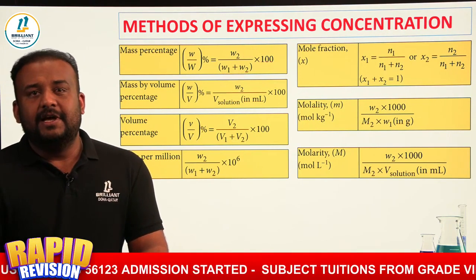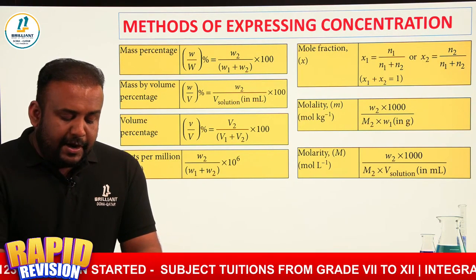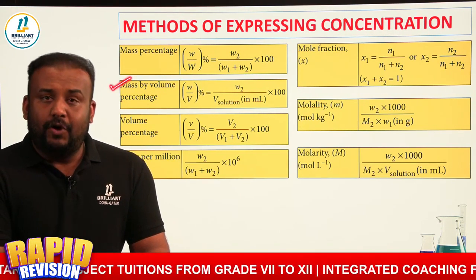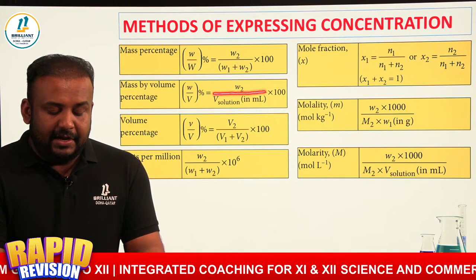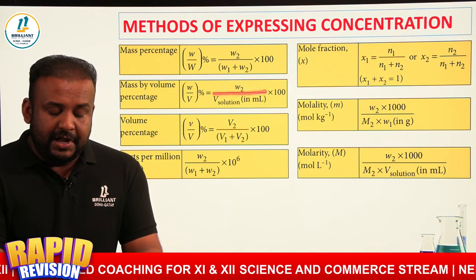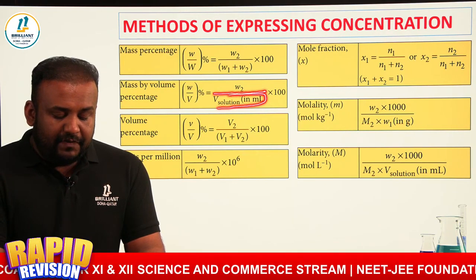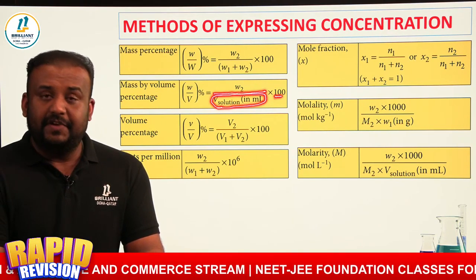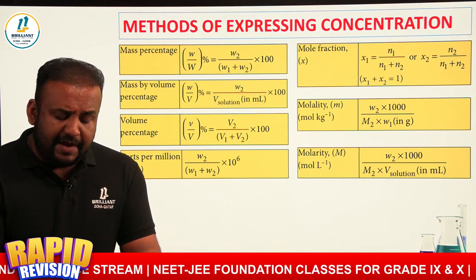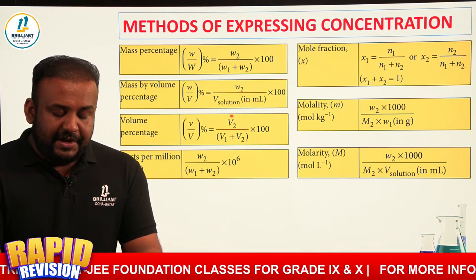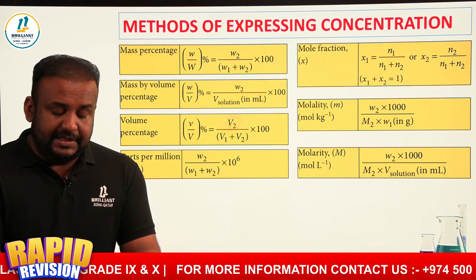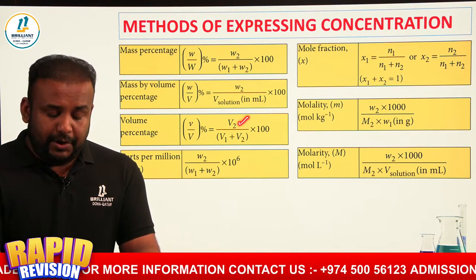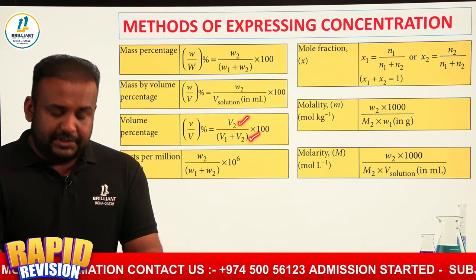This is what is called mass percentage. Now similarly, we have mass by volume percentage, where the only difference is that instead of dividing by the total mass of the solution, we take the volume of the solution multiplied by 100. Then we have volume percentage, where both the solute as well as the solvent are liquid. In that case, we take the volume of the solute divided by the volume of the solution.